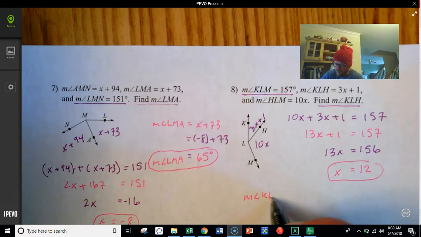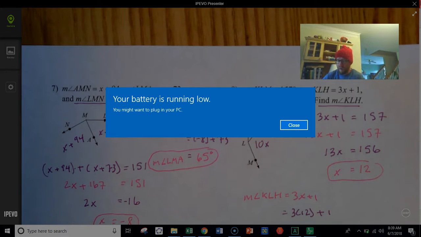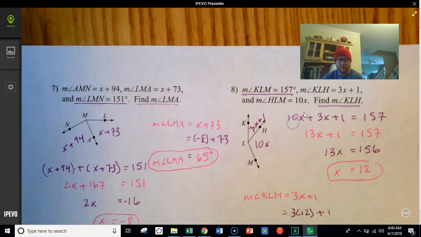Measure of angle KLH is 3x plus 1. That's 3 times 12 plus 1. And 3 times 12 is 36, plus 1, which is 37. Oops, I better fix that. Equals 37 degrees, measure of angle KLH. Angle symbol there. Okay, and that one's done. Let's pause here for a second.